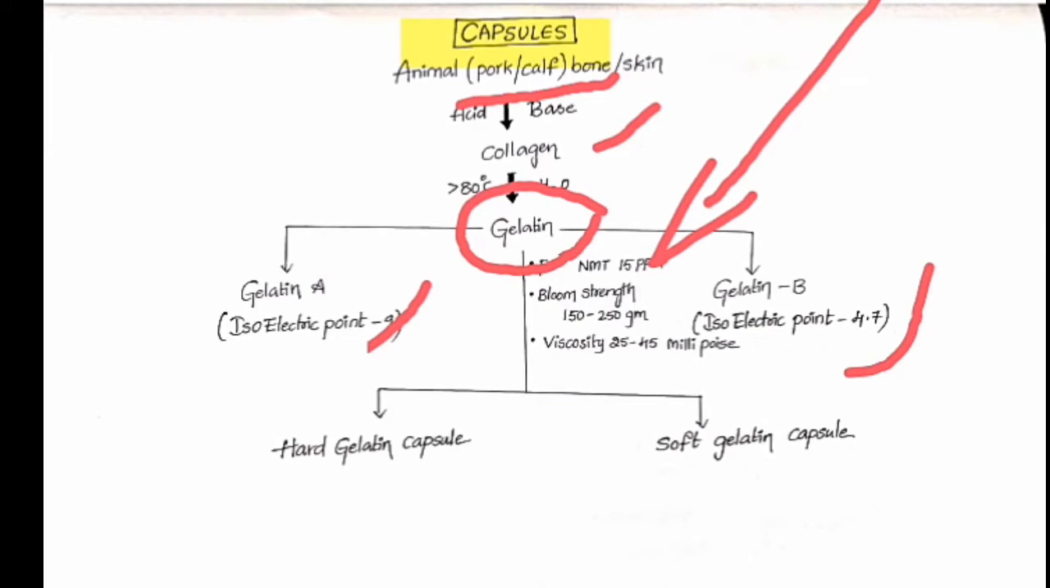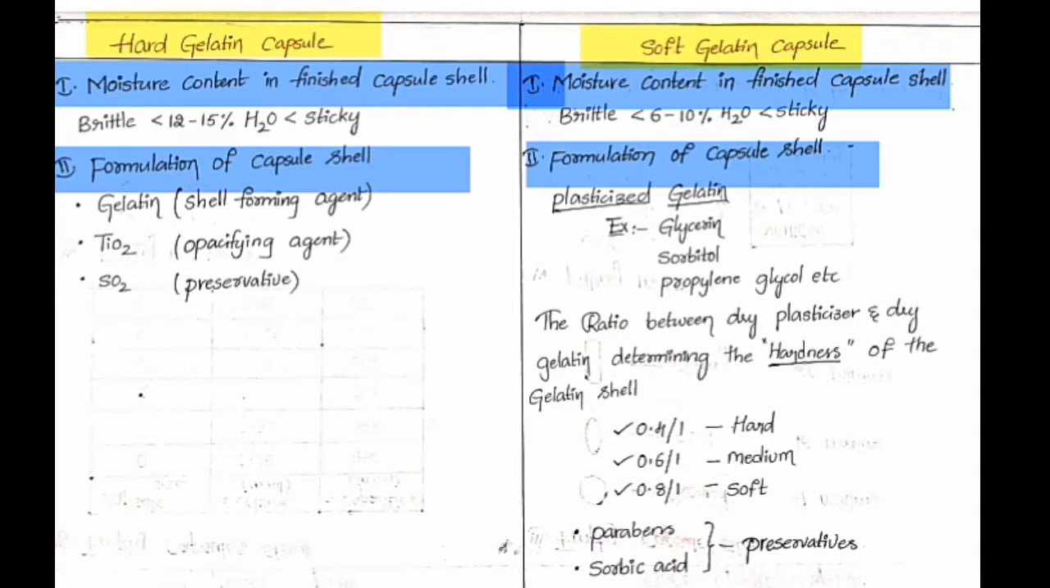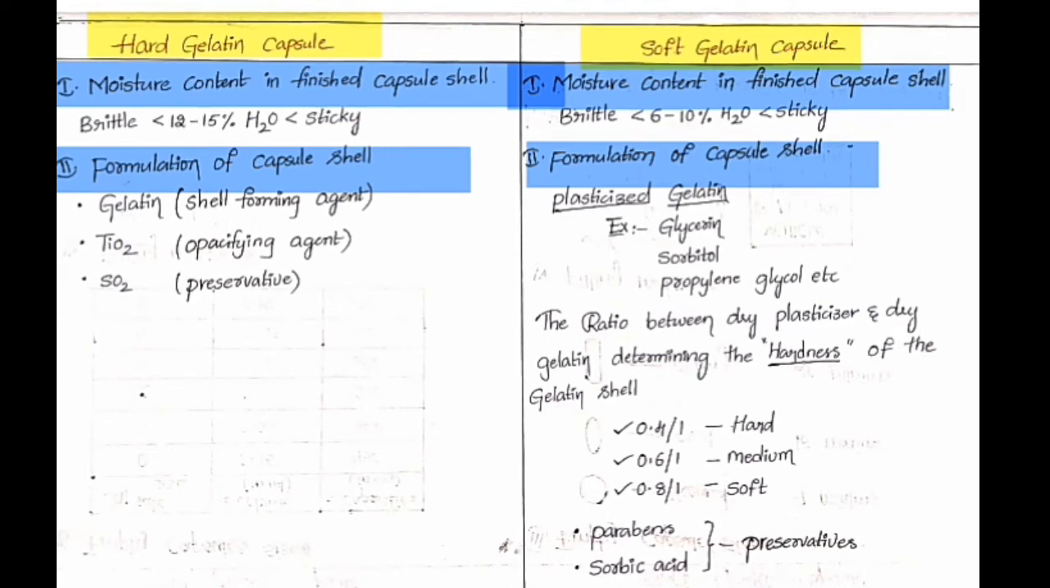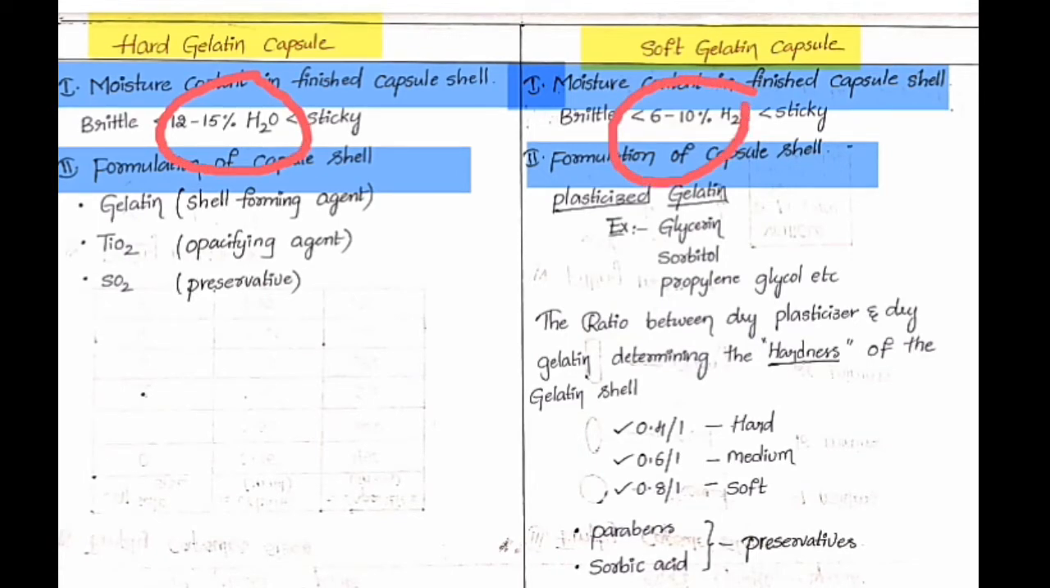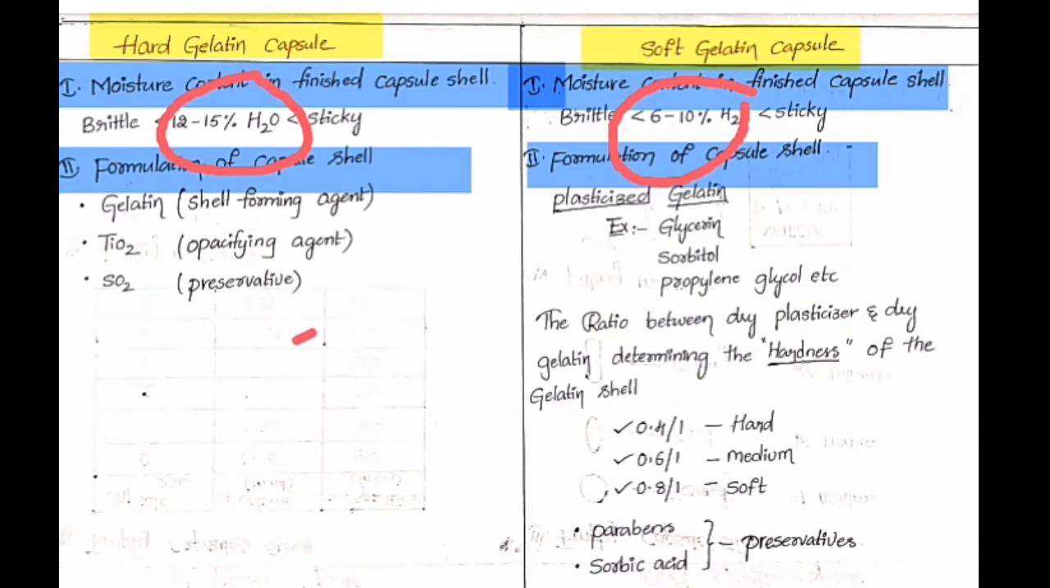And the capsule is divided into two types, that is hard gelatin capsule and soft gelatin capsule. I represented the differences. The moisture content of hard gelatin capsule is 12 to 15%, and for the soft gelatin capsule it is 6 to 10%. If the hard gelatin capsule moisture content is less than the required range, then we can say it is brittle capsules, and in excess they will form sticky capsules. Both brittle and sticky are disadvantages for the formulation.